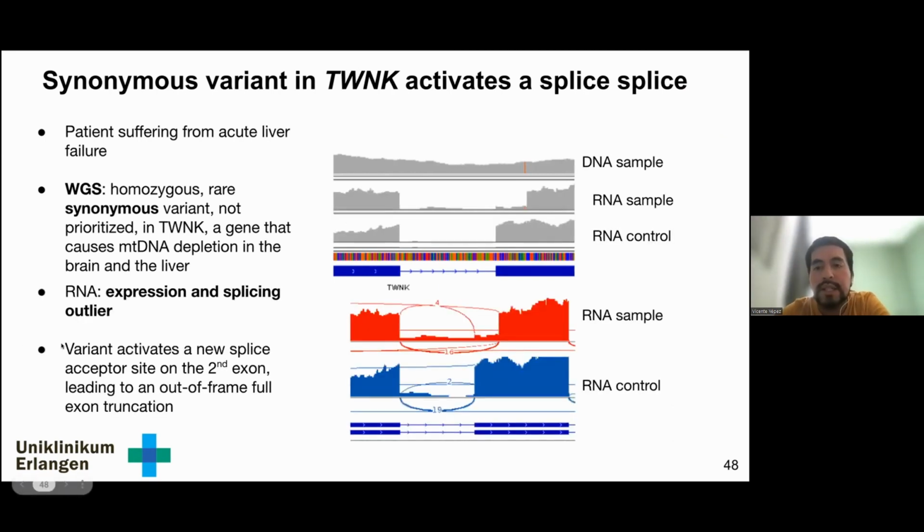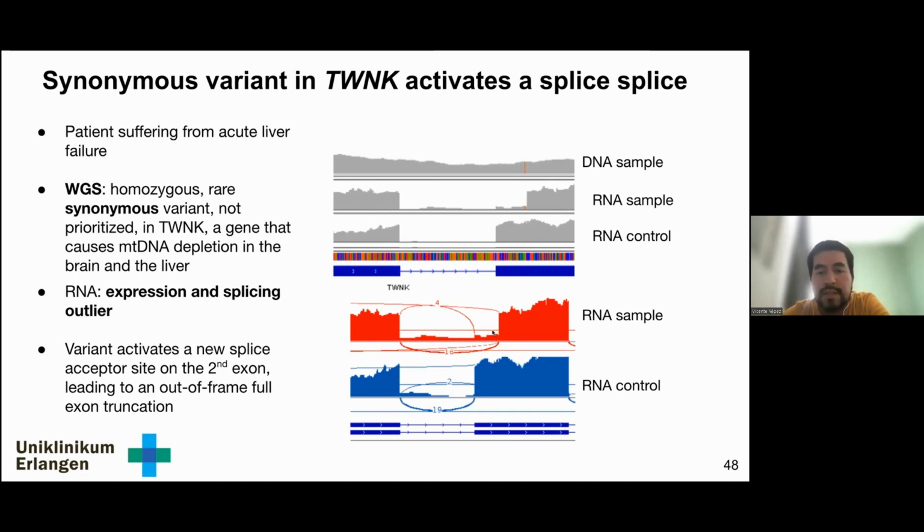So RNA-seq was performed, and we saw that exactly on the spot where the synonymous variant is, the exon got truncated. It's homozygous, so we see a full exon truncation. And that doesn't happen in other samples. So this is just a control. We don't see this truncated part, either in the full coverage or in this sashimi plot.